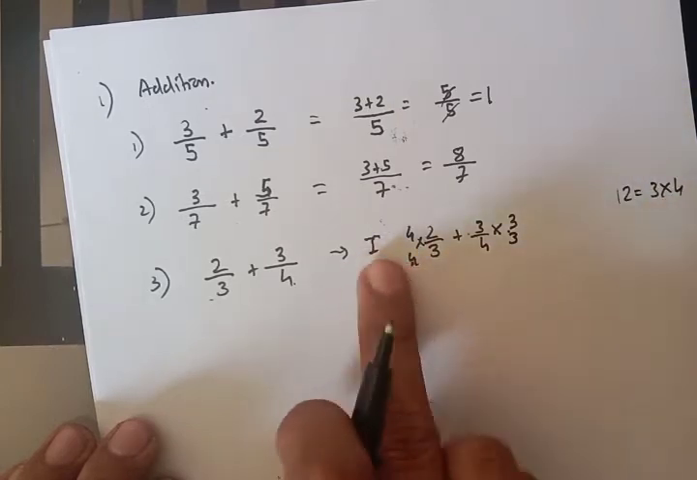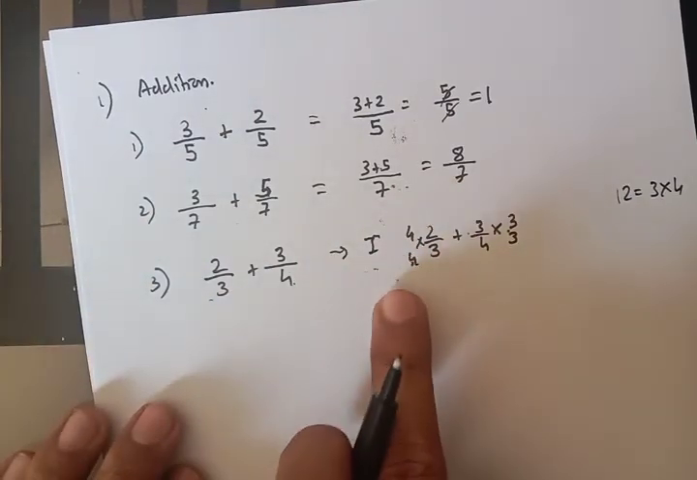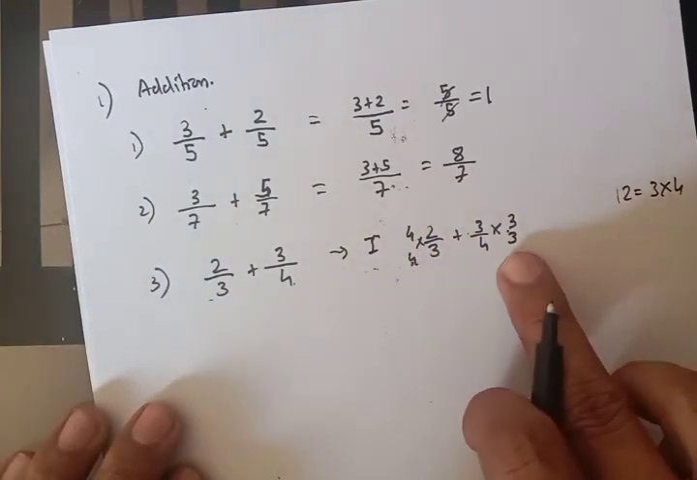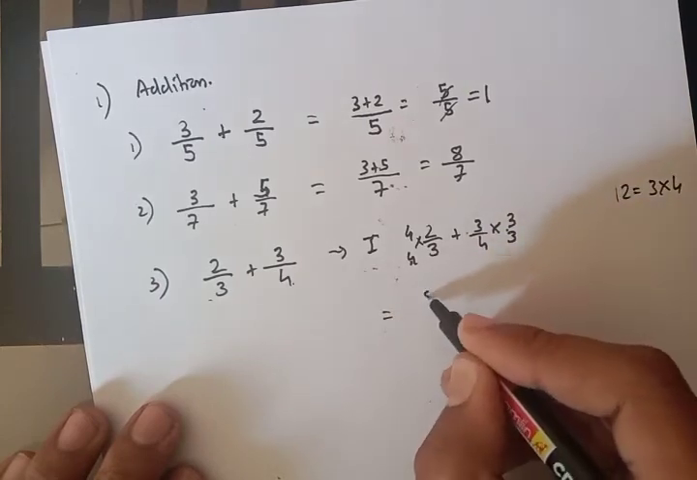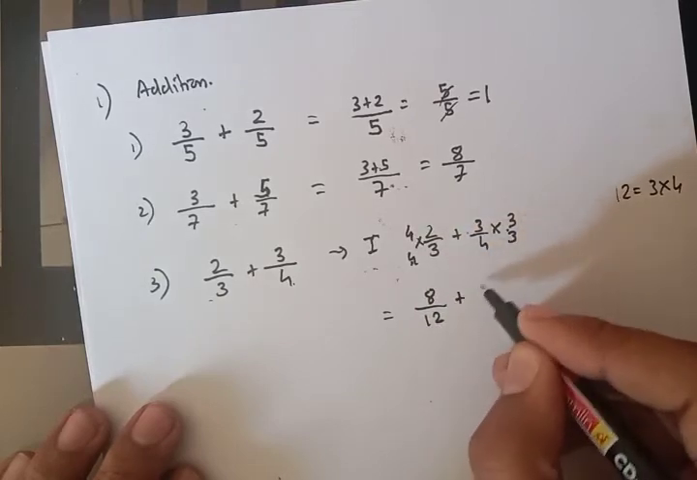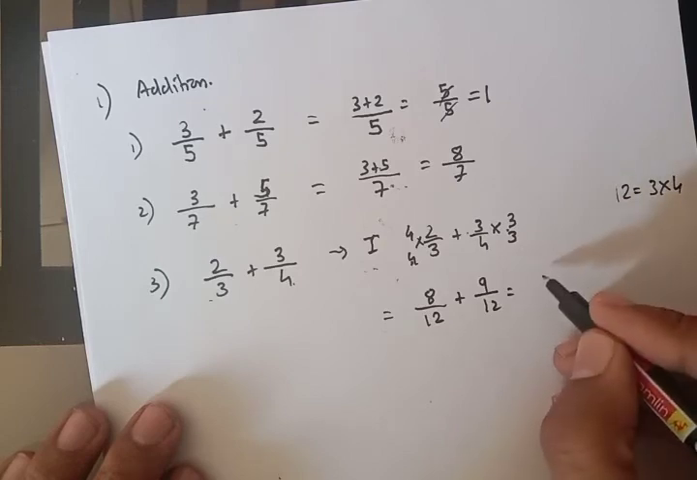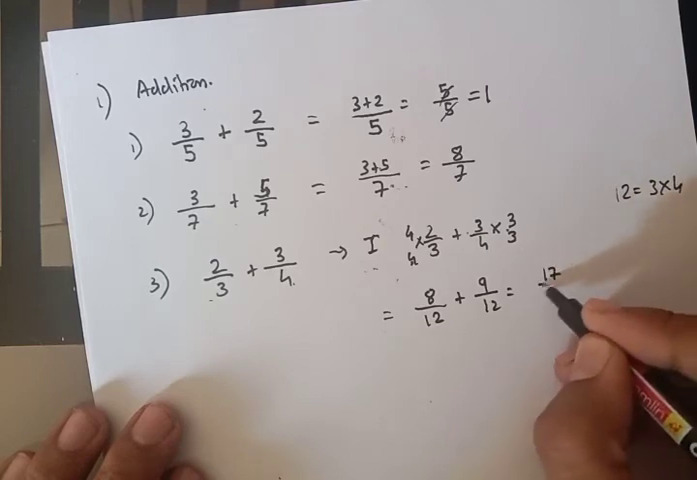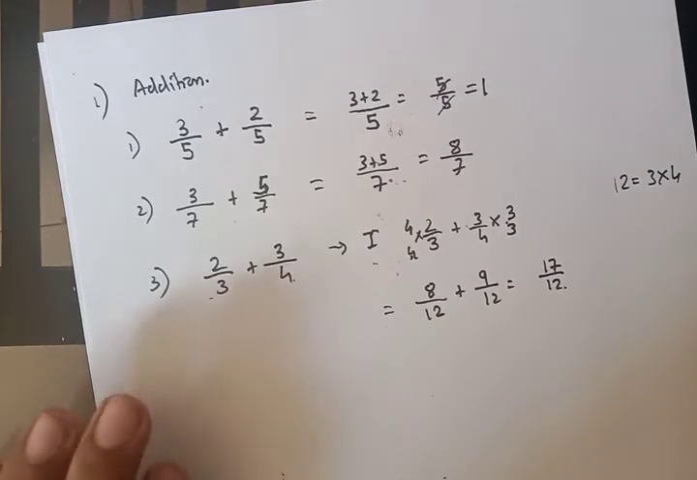Okay, so for the 3 side, in the first fraction, I multiplied the denominator and numerator with the 4, and the same on the other side with the 3. So the denominator becomes 12. So 4 2s are 8, 4 3s are 12, 3 3s are 9, 4 3s are 12. So the answer is 17 upon 12. I hope everybody is clear till now.